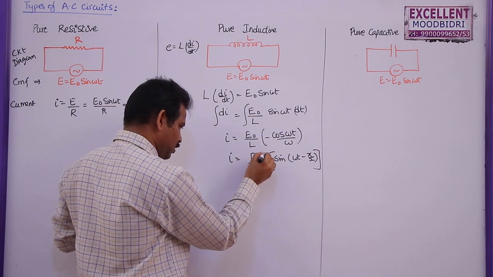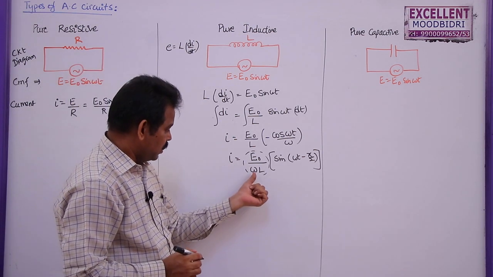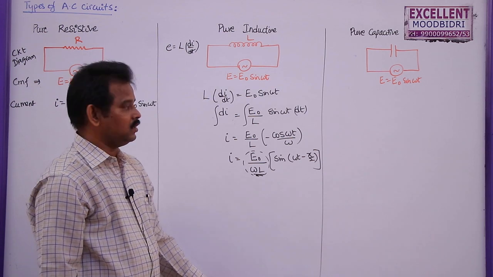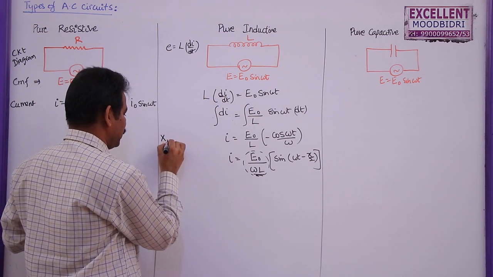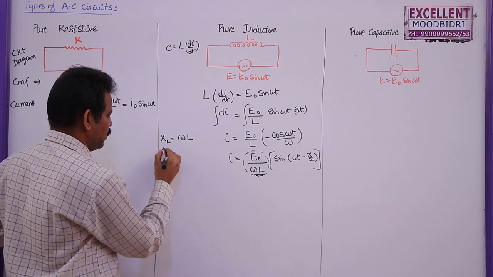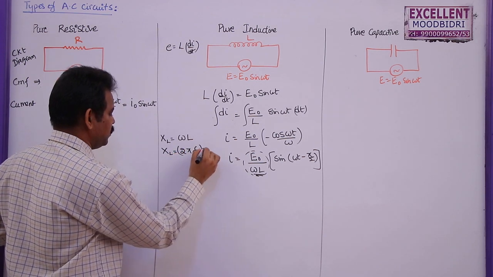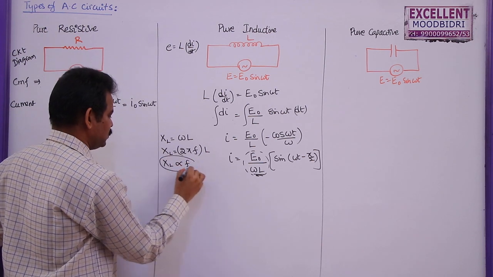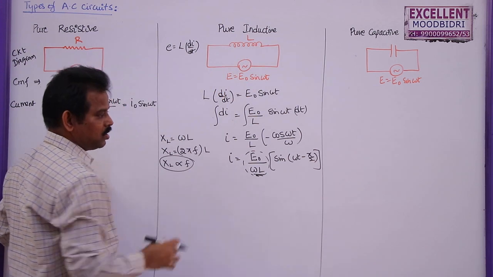So this value is called I naught here. Why? Because it is found that the dimension formula of omega L is nothing but resistance. So omega L is called inductive reactance, which is equal to XL, and XL is given by 2 pi f into L. So XL is directly proportional to frequency, because 2 is constant, pi is constant, and L, the self-inductance of the coil, is also constant.